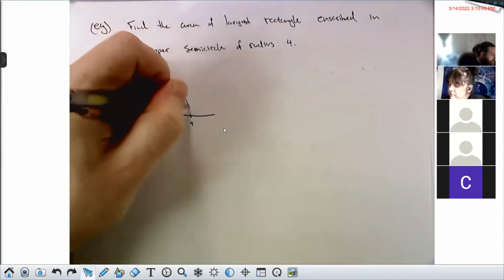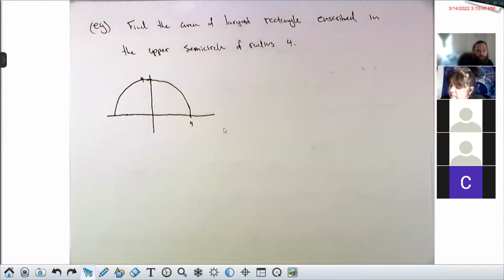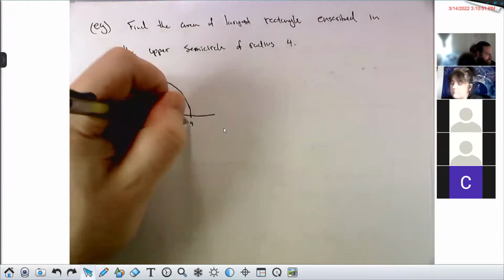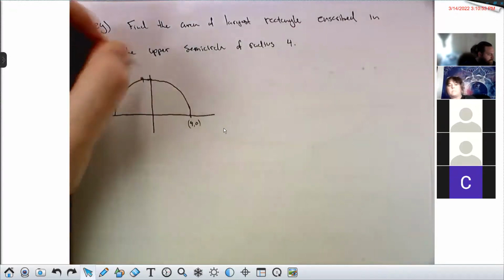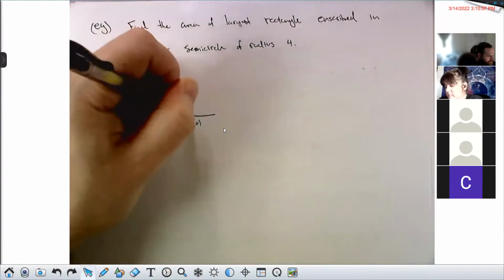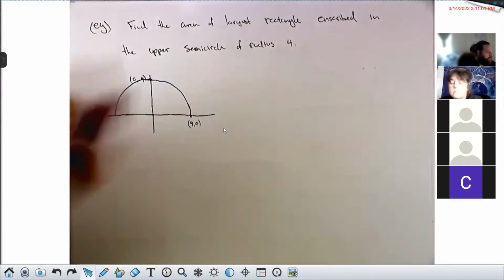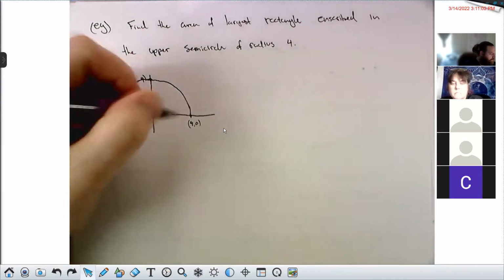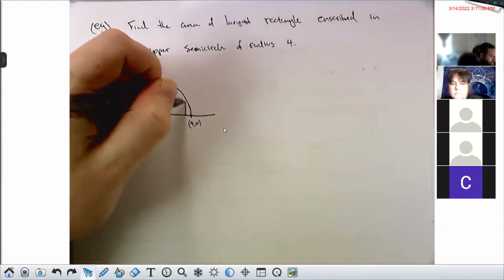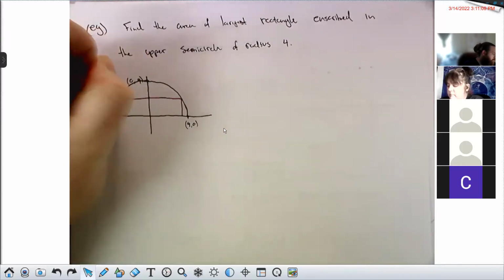So here is the upper semicircle of radius 4, right? Semicircle just means half of a circle. This would be the point (4, 0). This would be the point (0, 4) up here. And I want to know, inscribed means the vertices for the rectangle will be points on the semicircle.